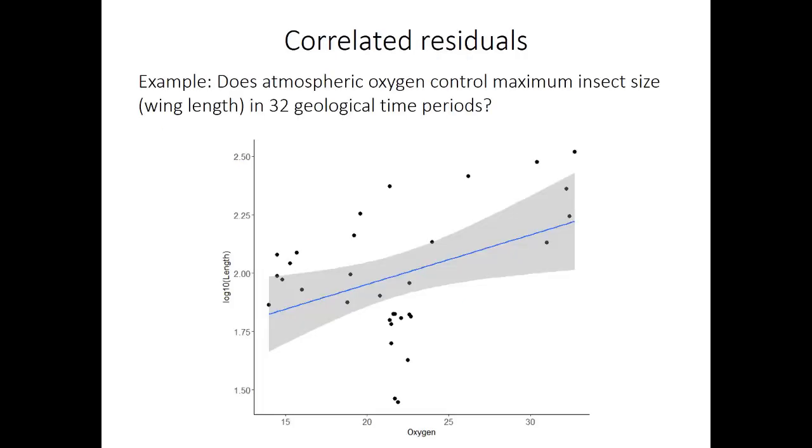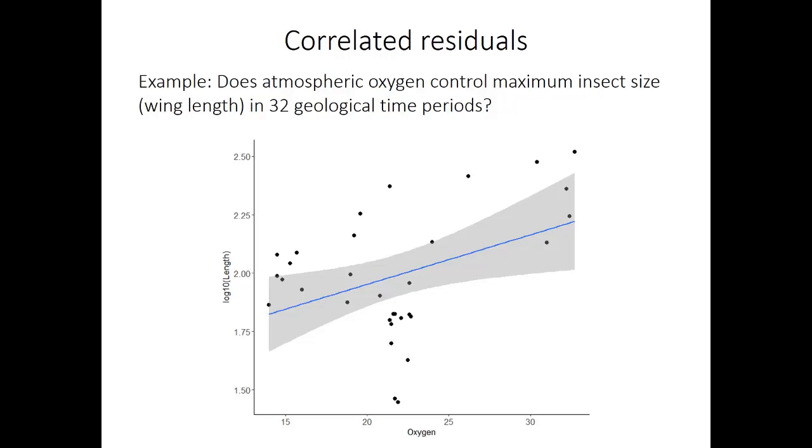So here's an example of linear regression using data that comes from a time series. So here, looking to see if there's a relationship between atmospheric oxygen and maximum insect size. And in this case, it's wing length, which is log transformed to make it less skewed. And so this data is a time series because the measurements, both of oxygen and insect size, come from successive geological time periods. Well, if you just look at the regular scatter plot here, it seems like there's a relationship. It ends up that this relationship is significant with ordinary least squares regression.